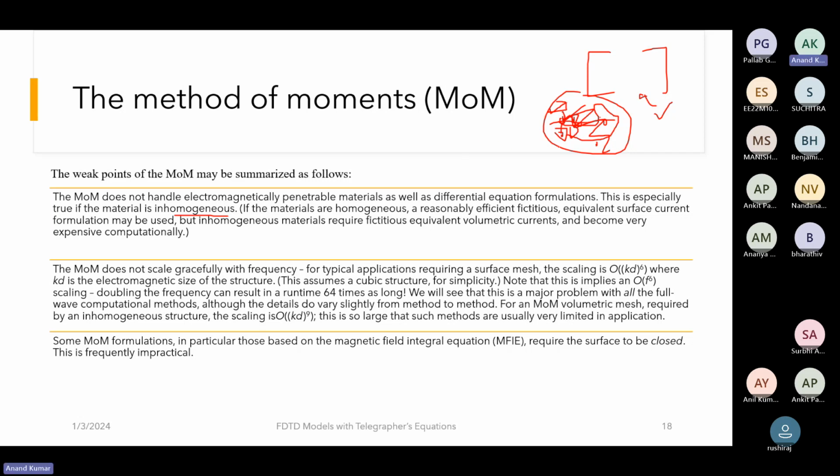To compare with the finite element method, where you also mesh the entire volume, the dependence is only between neighboring cells, and hence the matrix is very small and sparse. But in the method of moments, each element interacts with all the other elements, and hence the matrix is very large. So this particular method does not handle inhomogeneous media. The method of moments also does not scale gracefully with frequency.